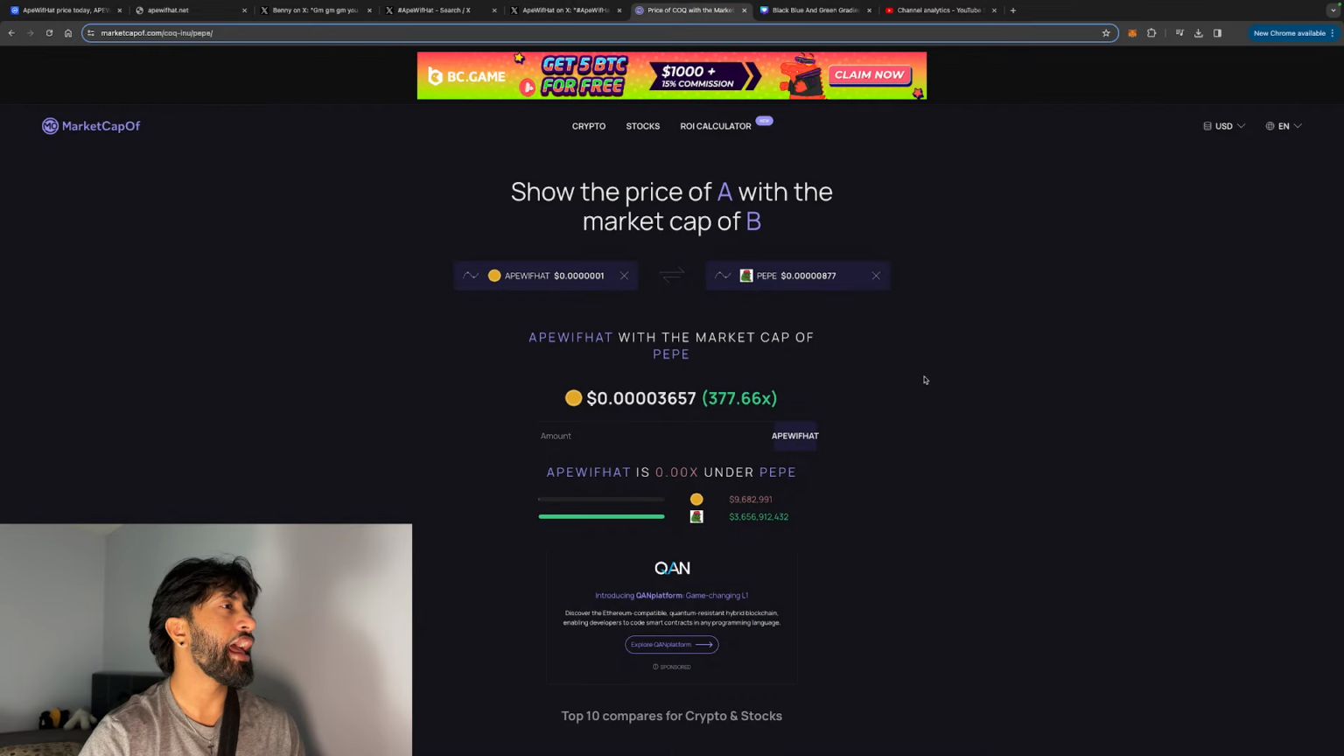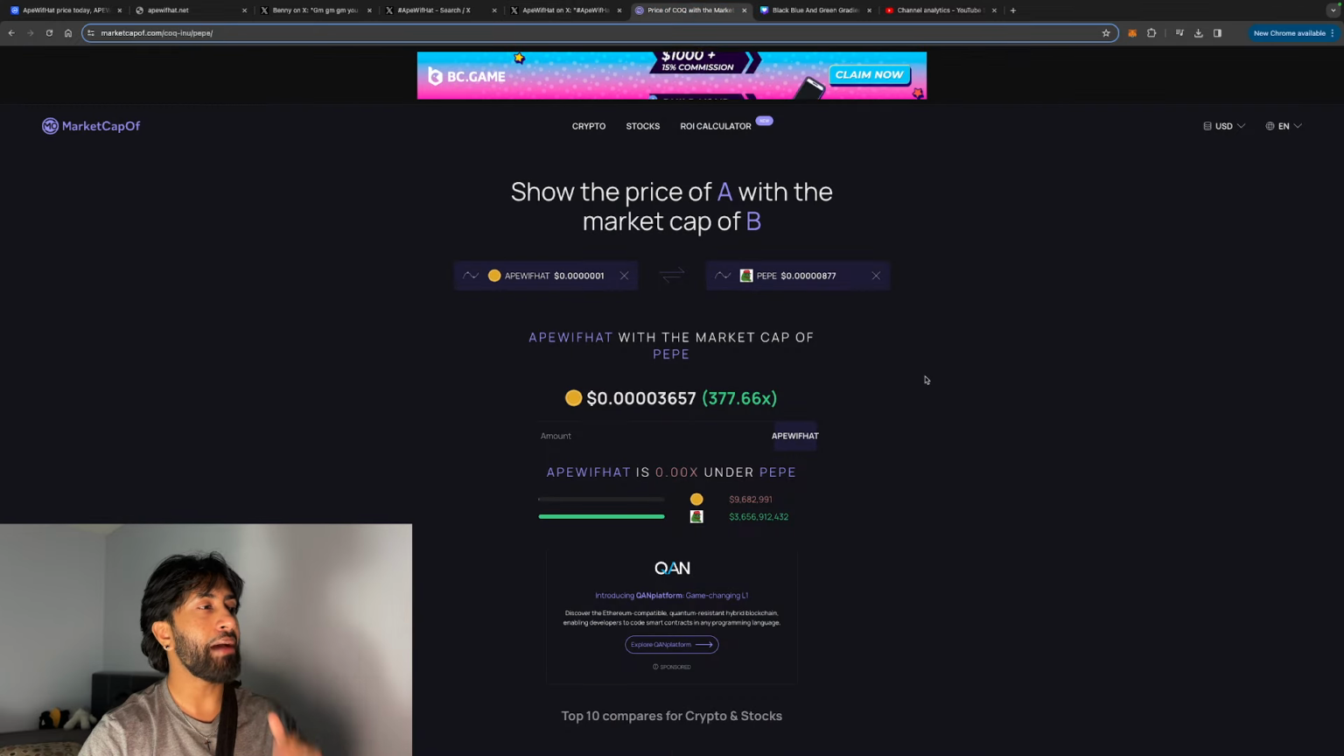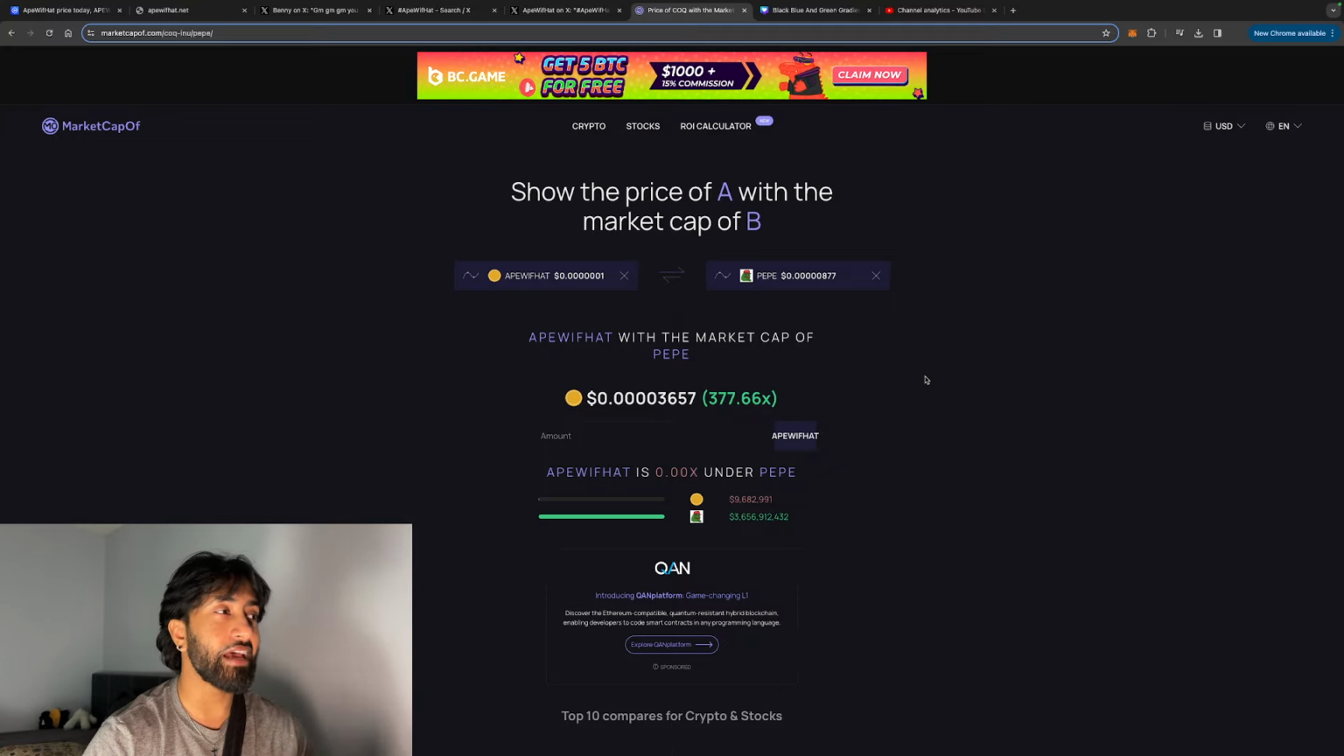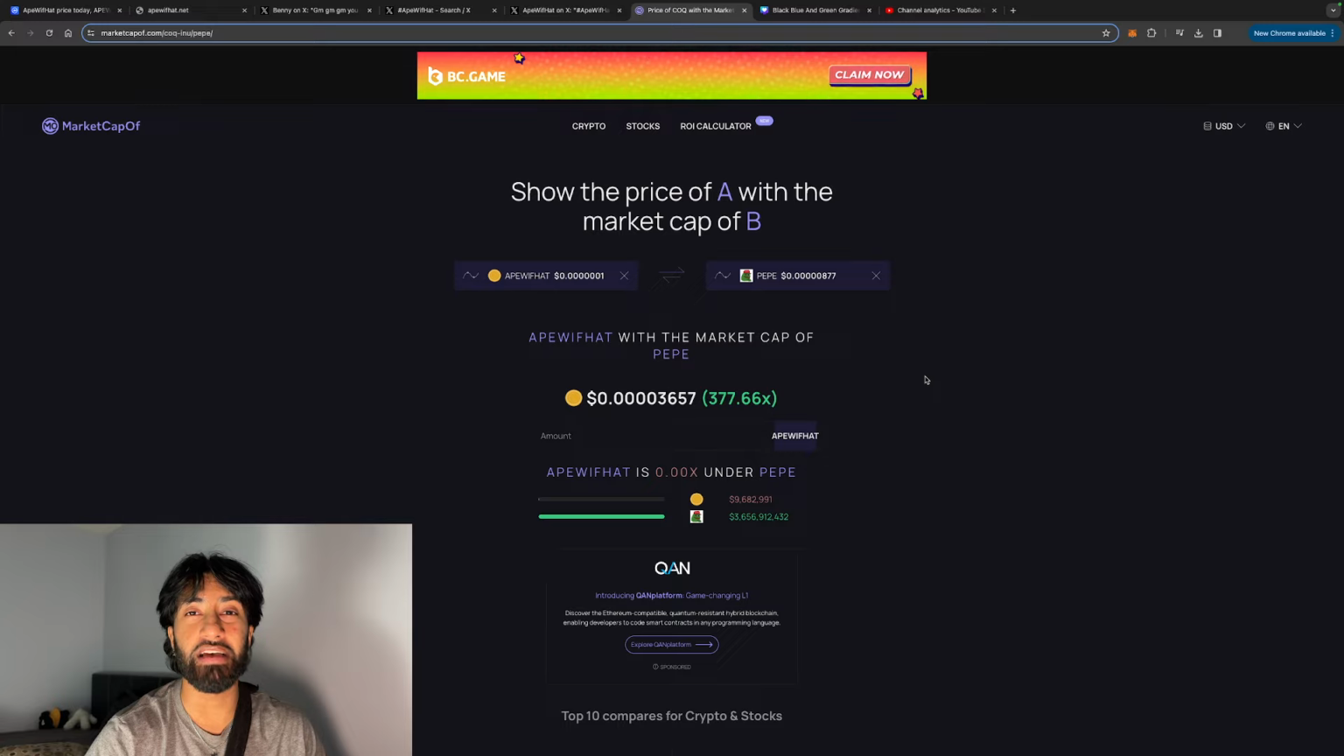Let's actually take a look at the market cap. So you guys know Pepe's market cap right now is around the $4 billion range. And if we were to get to that, we're looking at 377x, which is insane. If you put $100 in, you're looking at $37,700. You put $1,000, that's 370k.